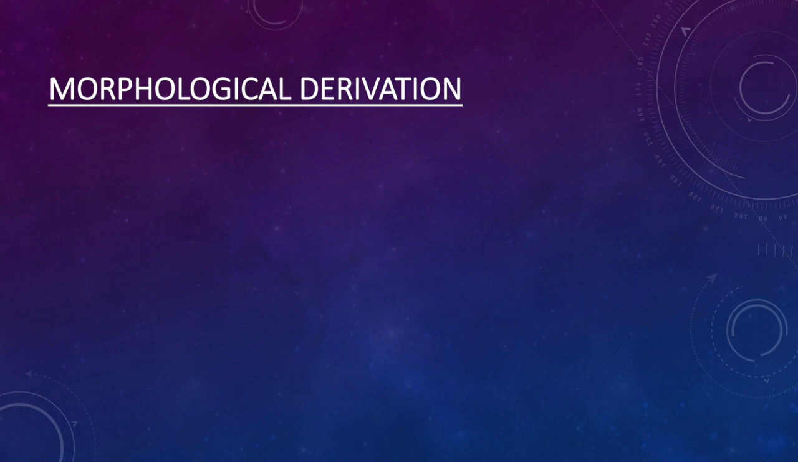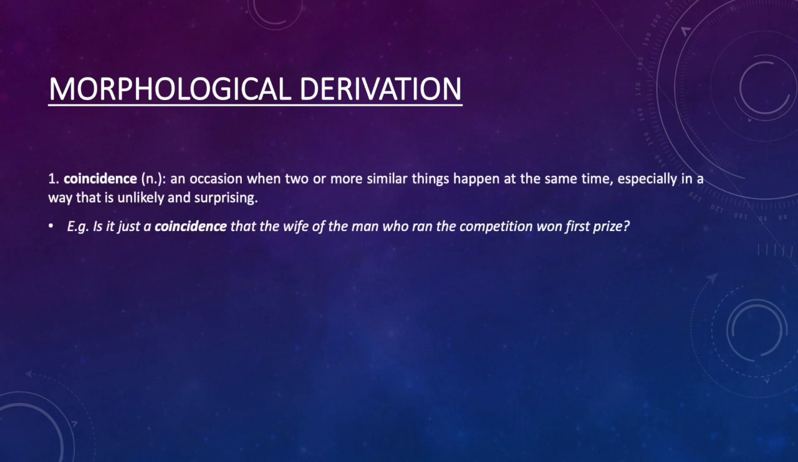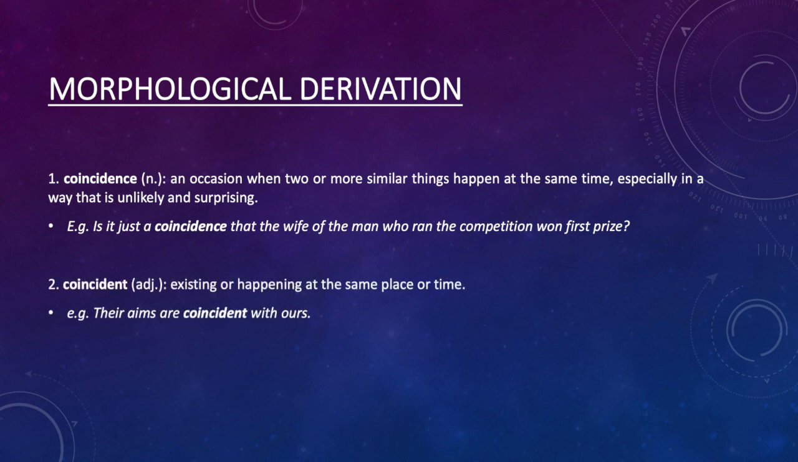Now, let's take a look at the morphological derivations for the word coincide. The first word is coincidence. Coincidence is a noun, and it means an occasion when two or more similar things happen at the same time, especially in a way that is unlikely and surprising. Secondly, we have an adjective, coincident, which means existing or happening at the same place or time.